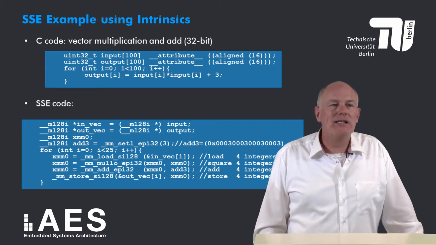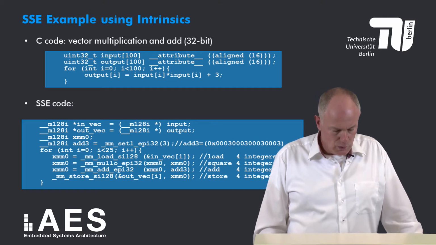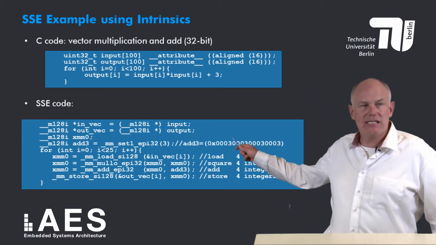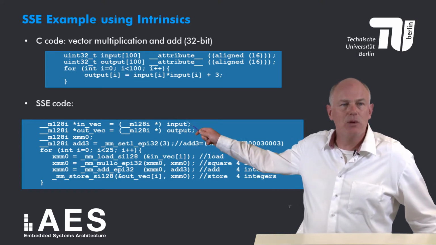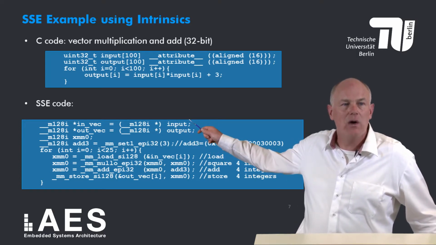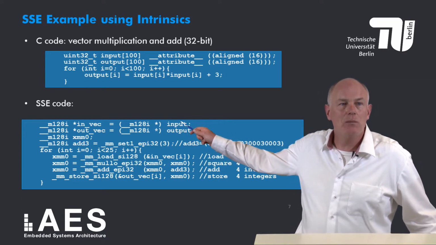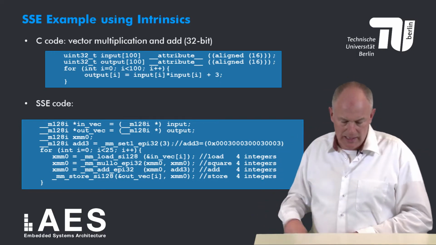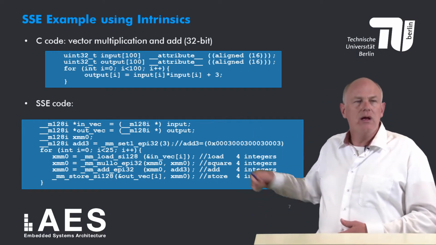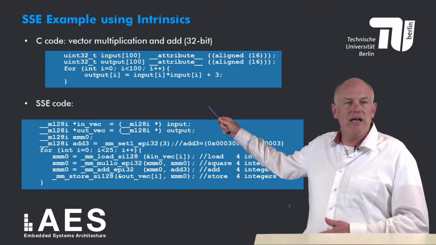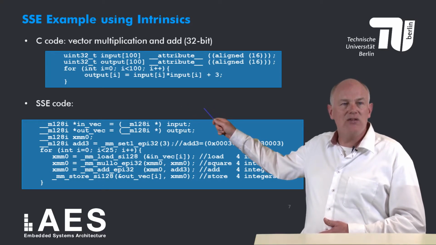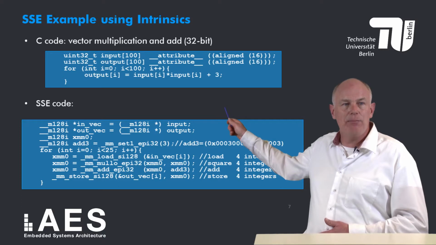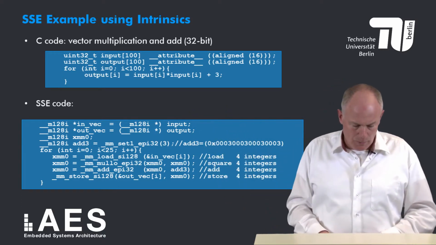Let's now look at an example using these intrinsics. We're going to calculate this very simple loop: for I equals 0, I less than 100, I plus plus, output I becomes input I times input I, so the square of input I, plus 3. The input uses this attribute aligned at a 16-byte boundary, and so does the output.